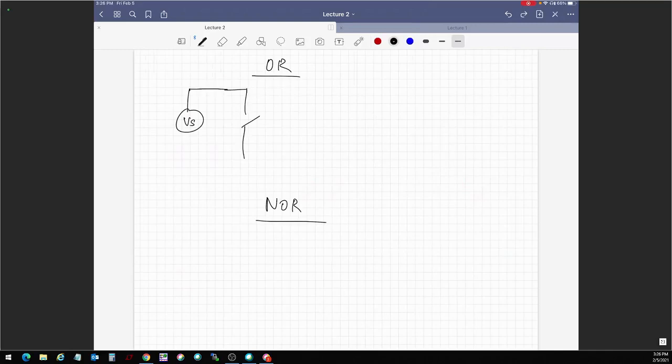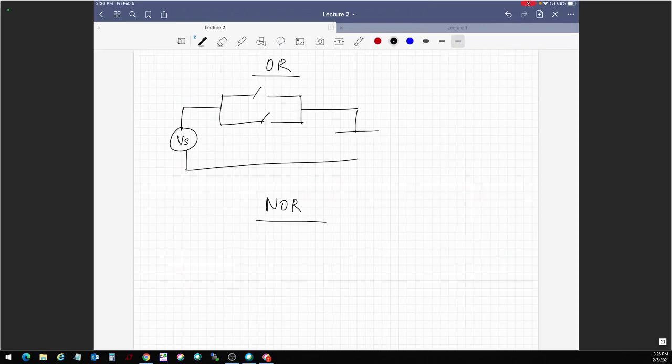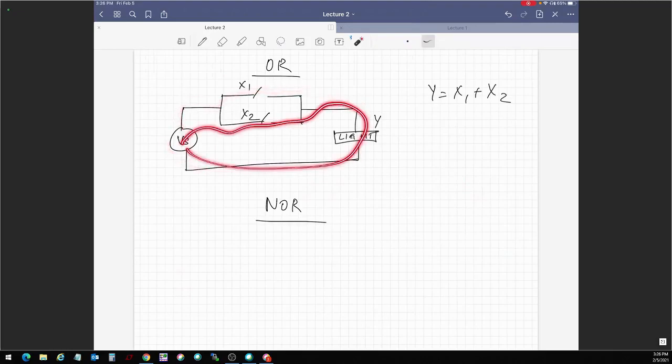Oh, sorry. Going to need switch, switch, light bulb. X1, X2, Y, VS, right? That gives me R. Current can go through this path or it can go through this path. Next, switch system in series with the light.